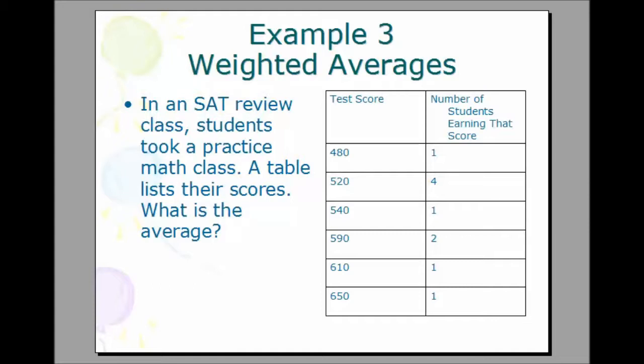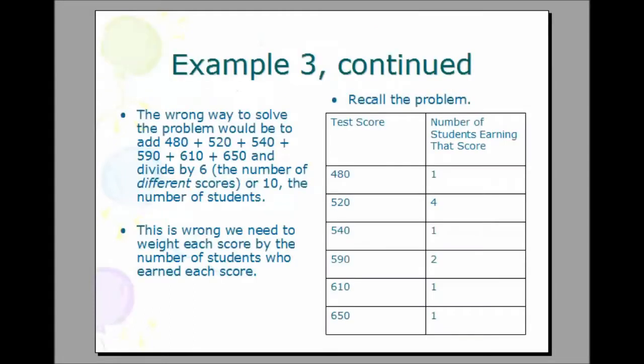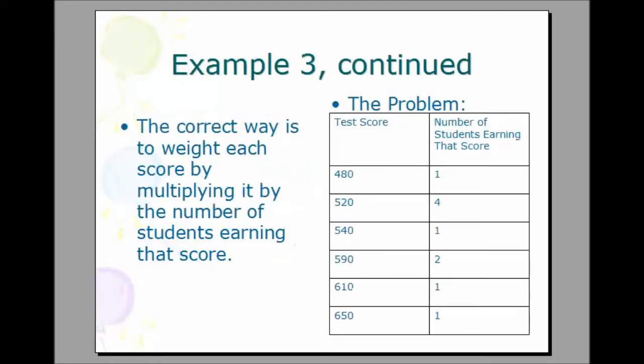Let's do an example with weighted test scores. In an SAT review, students took a practice math class. A table lists their scores. What is the average? The wrong way would be to add 480 plus 520 plus 540 plus 590 plus 610 plus 650 and divide by 6, which is the number of different scores, or 10, the number of students. This is wrong because we need to weight each score by the number of students who earned that score. The correct way is to weight each score by multiplying it by the number of students earning that score.